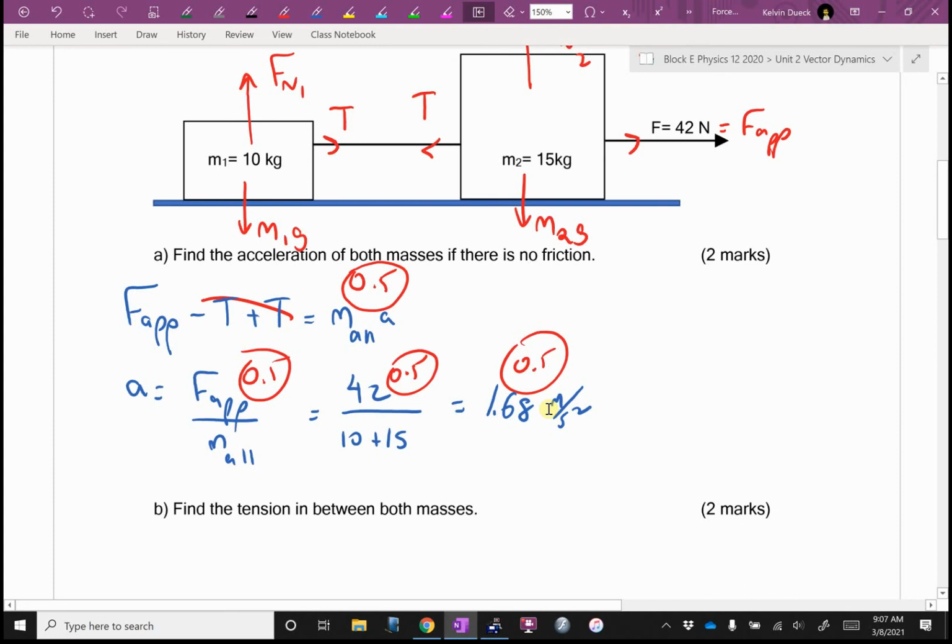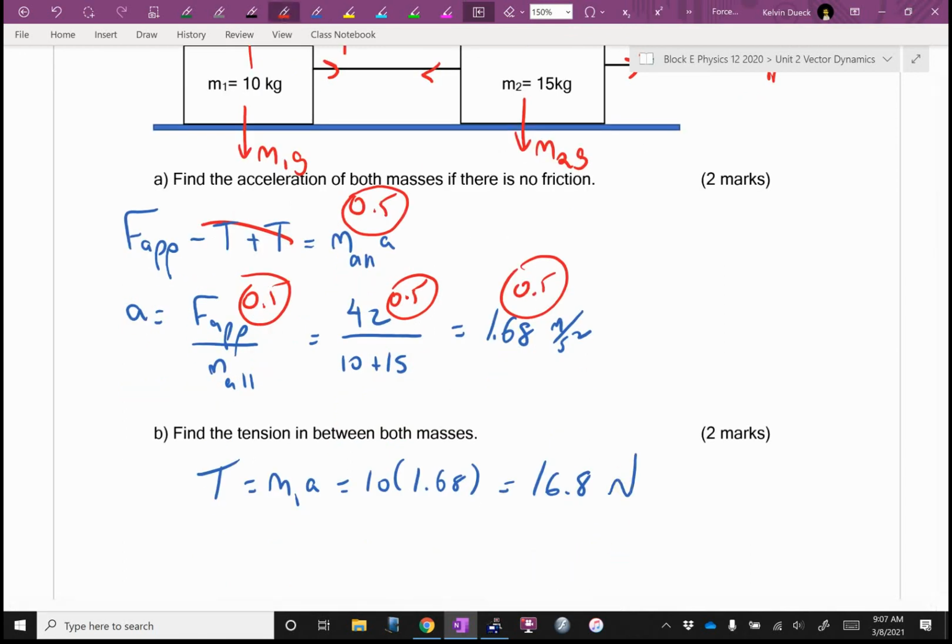Find the tension between both masses. I'm going to use mass 1 because in mass 1, tension equals M1A. If you used mass 2, you would have F applied minus tension equals M2A. It's going to be 10 times 1.68. Heck, I can do that in my head. 16.8 newtons. Is that right? I think. 1 mark, half mark, half mark.